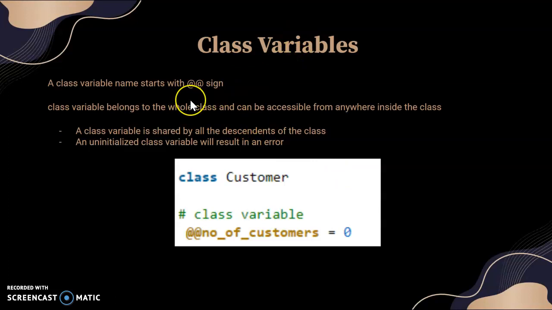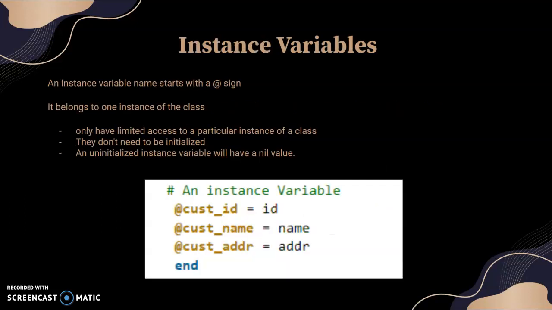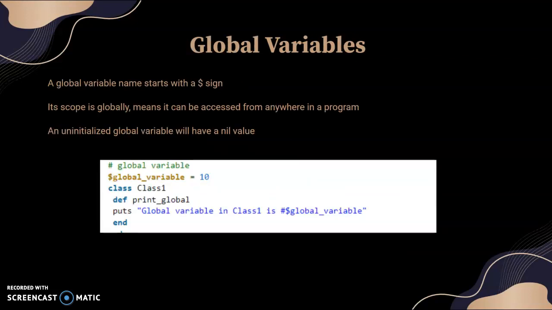Class variables start with double @ signs. This belongs to a whole class and can be accessible from anywhere inside the class. If you have an uninitialized class variable, you'll receive an error. An instance variable is with a single @ sign, and it belongs to only one specific instance of the class. These don't need to be initialized, and if they're uninitialized, they'll have a nil value. A global variable starts with the $ sign. It can be accessed from anywhere in a program, and if it's uninitialized, it'll have a nil value.